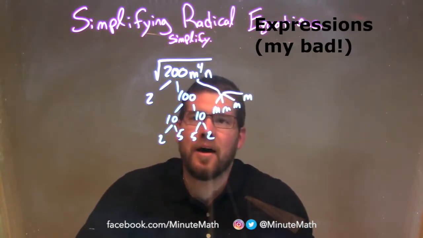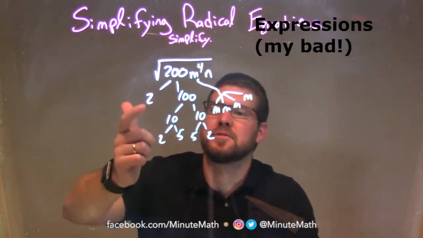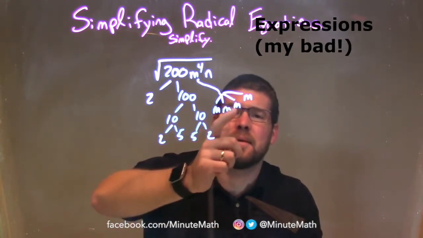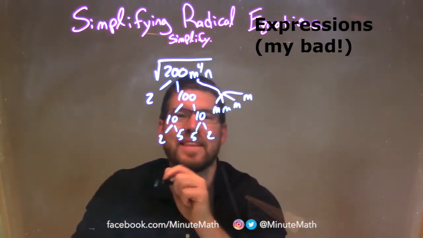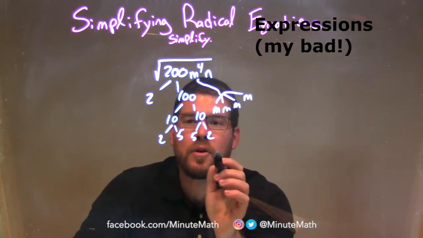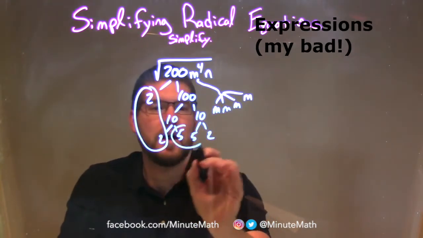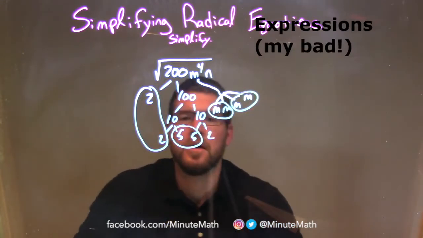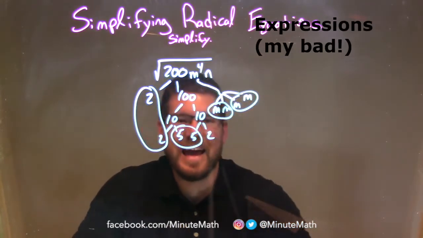And so now I'm doing a prime factorization of 200 m to the 4th times n, which is 2 times 2 times 5 times 5 times 5, or 5 times 2, times m times m times m times m times that one n that didn't have a branch that comes down the tree there. So now let's circle our pairs. A pair of 2's right there, a pair of 5's right here, and a pair of m's, and another pair of m's. So now I've circled my pairs. I recognize my loners, which are the 2 and the n, the singles.